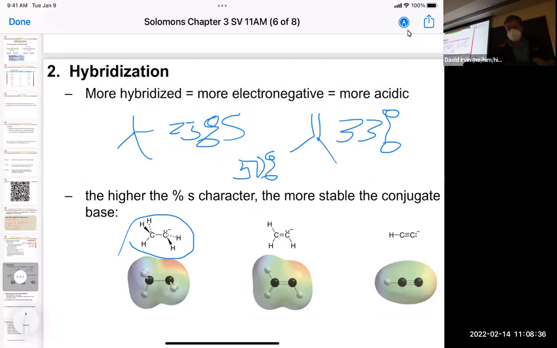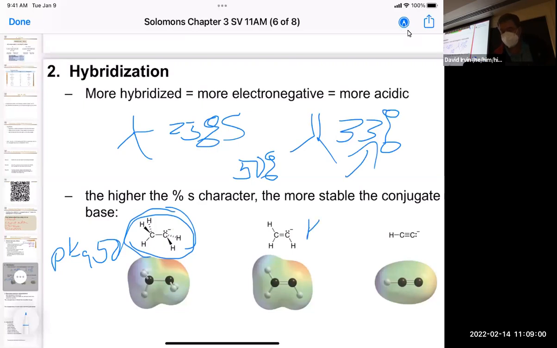Okay, so let's look at that hybridization. This is our sp3 hybridized, and it has a pKa of around 50. Okay, trying to pull that hydrogen off is very, very hard. It has 25% s. Now let's move it up to our sp2 hybridized.